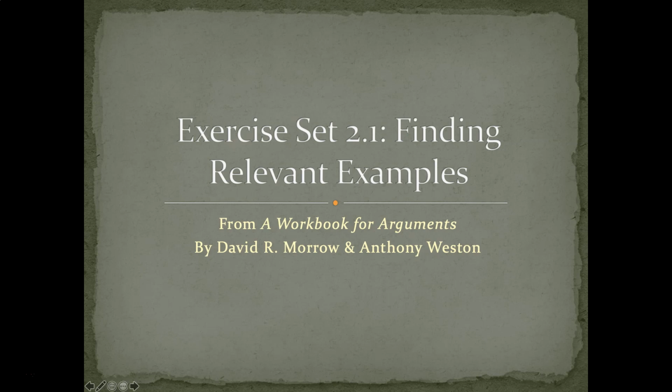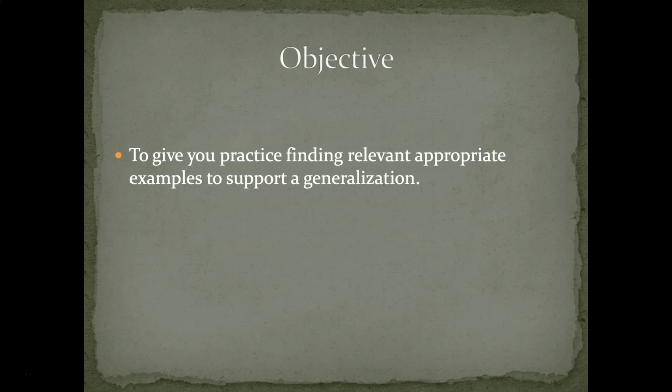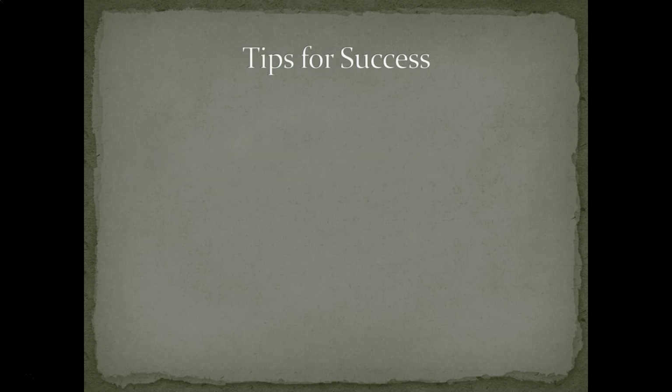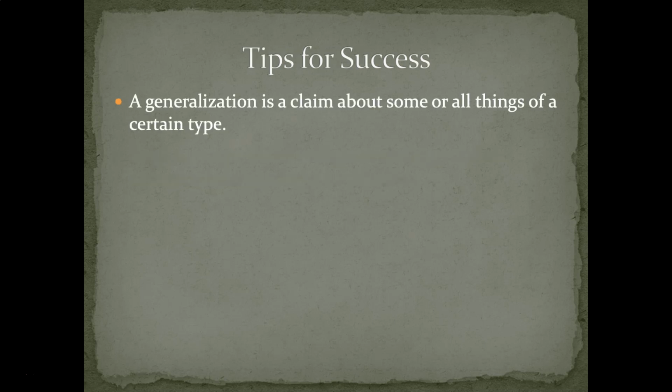Exercise set 2.1, Finding Relevant Examples, from a Workbook for Arguments by Morrow and Weston. So the objective of this exercise set is to give you practice finding relevant, appropriate examples to support a generalization. A few tips for success.